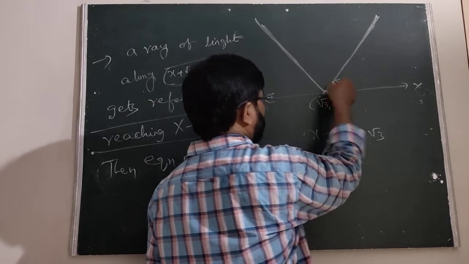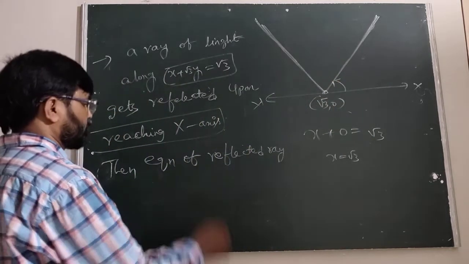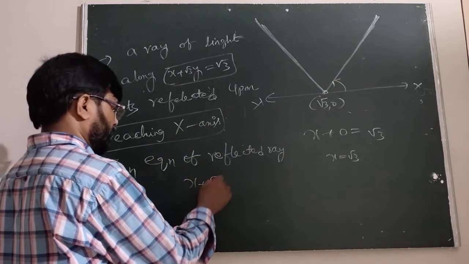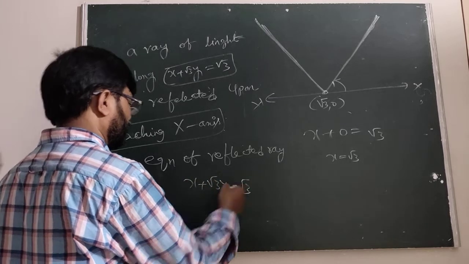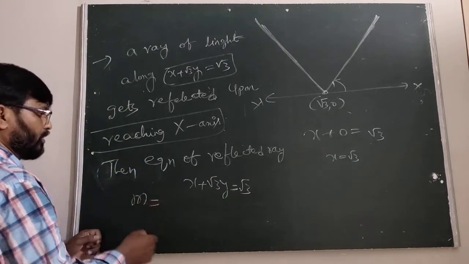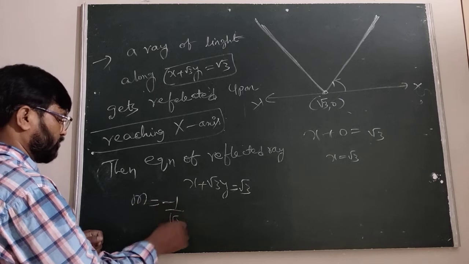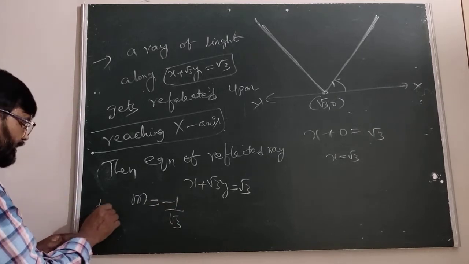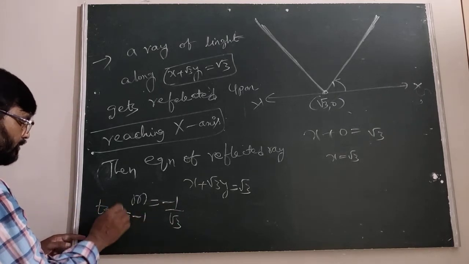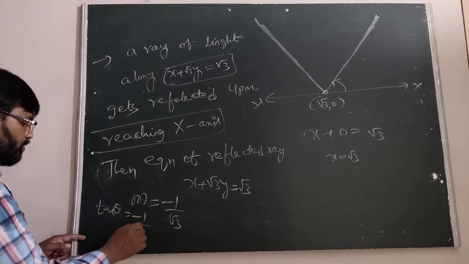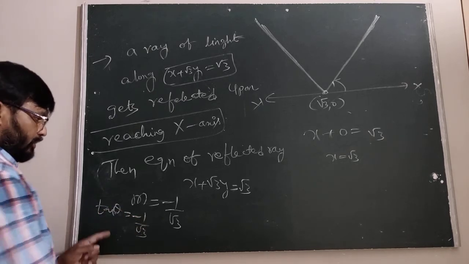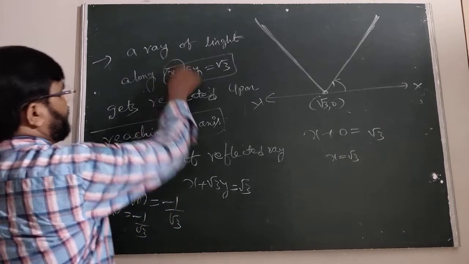Now, the positive angle is here. What is the slope of the line x plus root 3 y equals root 3? m equals minus 1 by root 3. Tan theta equals minus 1 by root 3.